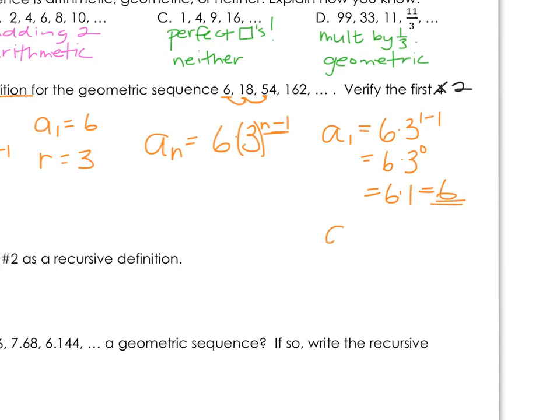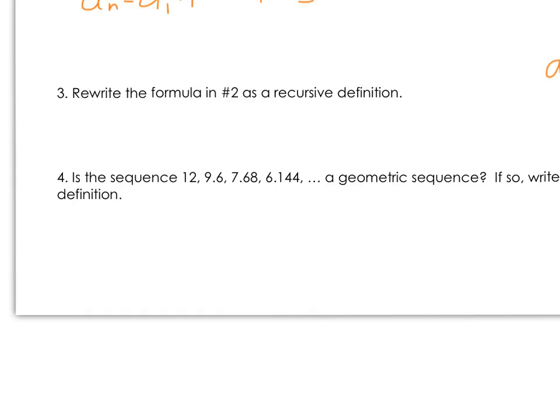To get a sub 2, we plug in 2 for n. 6 times 3 to the 2 minus 1 power. Well, 2 minus 1 is 1. 6 times 3 to the first, which would be 6 times 3, is 18. So we're using that formula to verify the first 2 terms in our sequence.